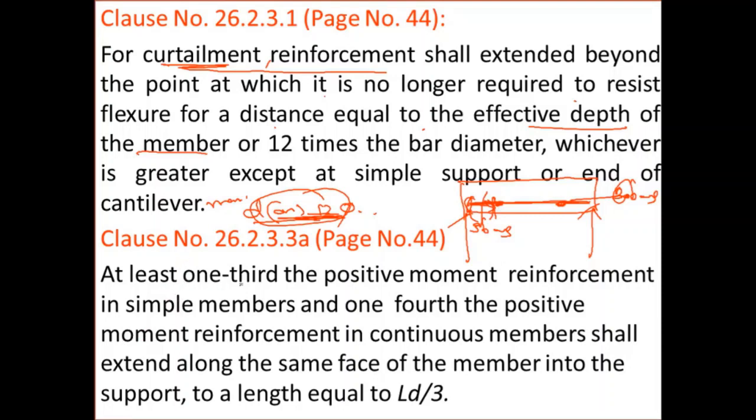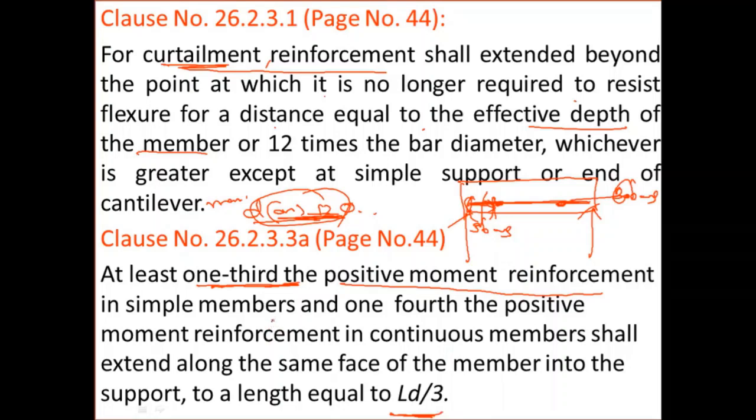Next, at least 1/3 of the positive reinforcement in simple members and 1/4 of the positive reinforcement in continuous members shall be extended along the same face of the member into the support to a length equal to LD by 3. So what is this? It is at least 1/3 of the positive moment reinforcement. That means suppose consider a simply supported beam. Then in that case, whatever the total number of reinforcement bars is there, minimum 1/3 must be extended to the length equal to LD by 3 into the support.